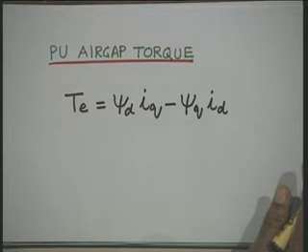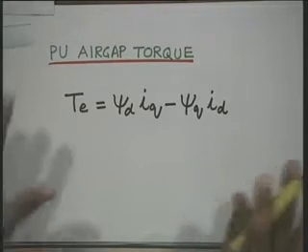Now, this is the complete set of equations for representing a synchronous machine. If you want to study the dynamics of the synchronous machine, then this set of equations plus the swing equation have to be solved, and we have seen that these equations are nonlinear differential equations. These equations can be solved by applying numerical techniques.